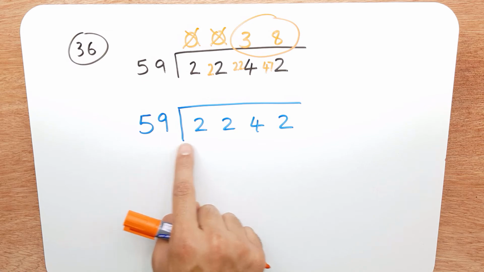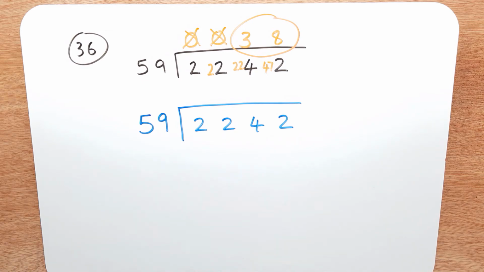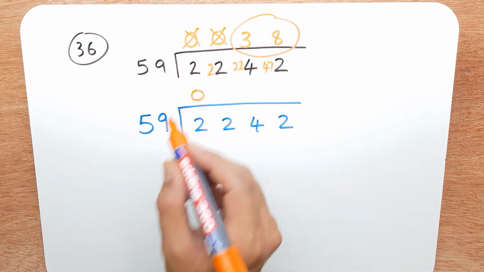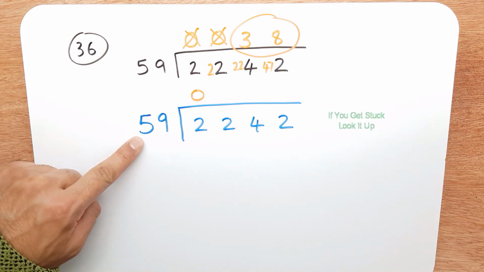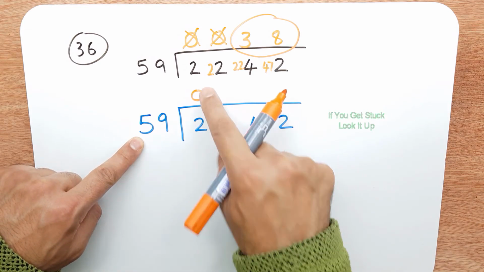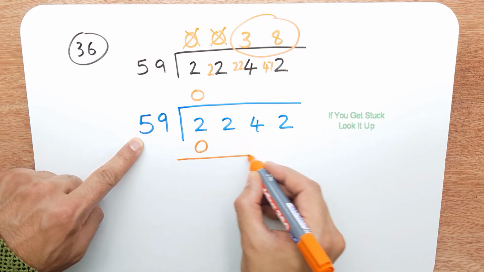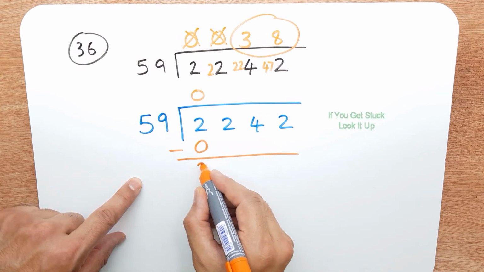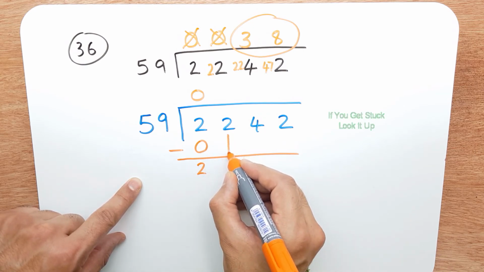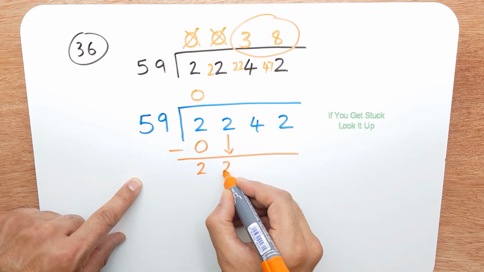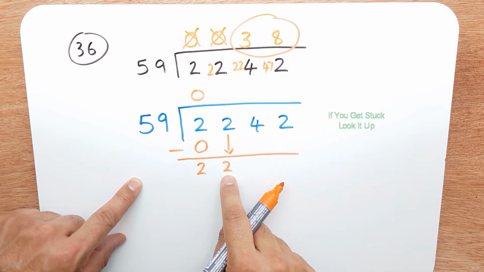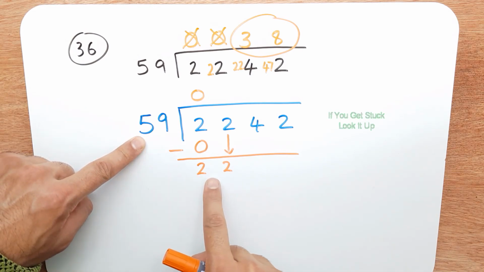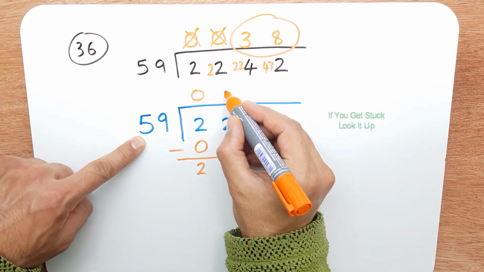Now we can do this using the long division method. So how many 59s are there in 2? 0. So now carefully, 59 times 0 is 0. Put a line there and subtract the 2. So 2 take away 0 is 2. And we bring this 2 down as a helper, as a companion. So now we have 22. Now the question is, how many 59s are there in 22? 0.